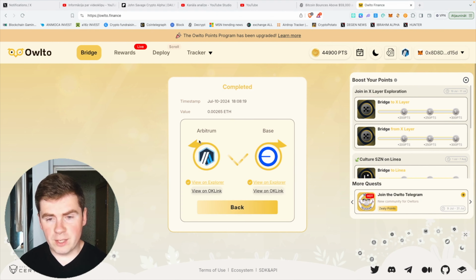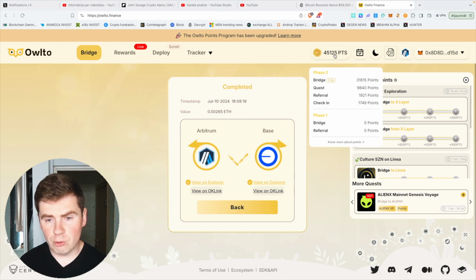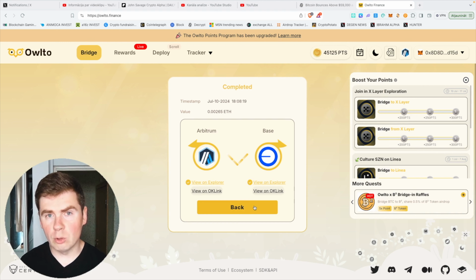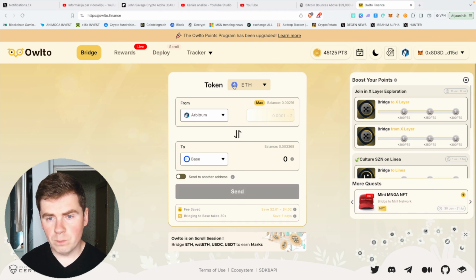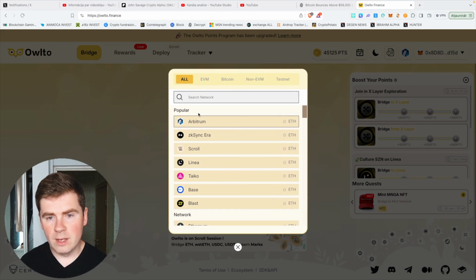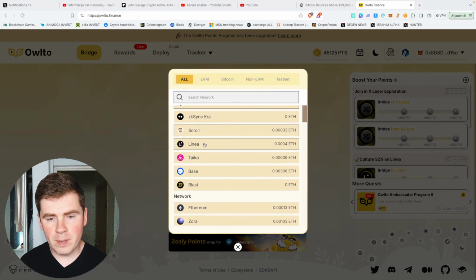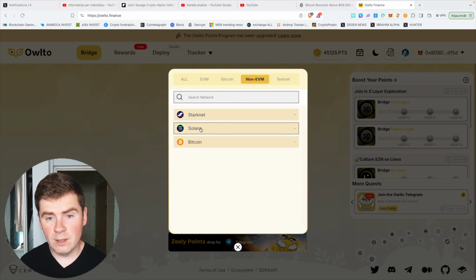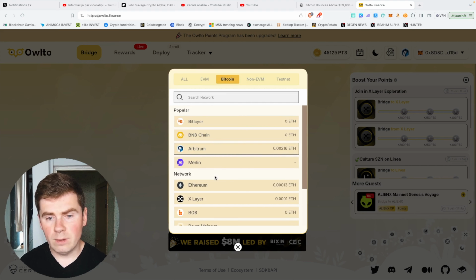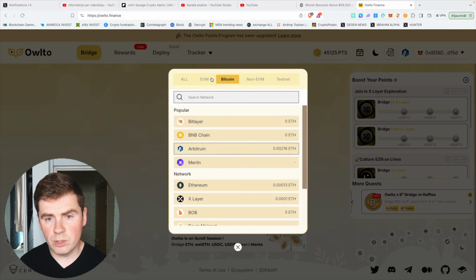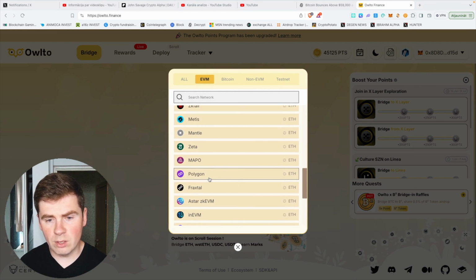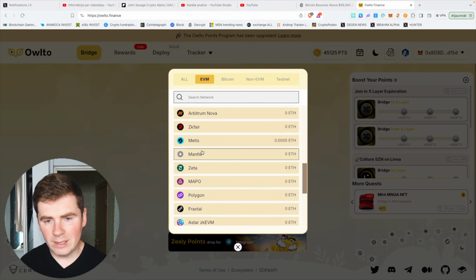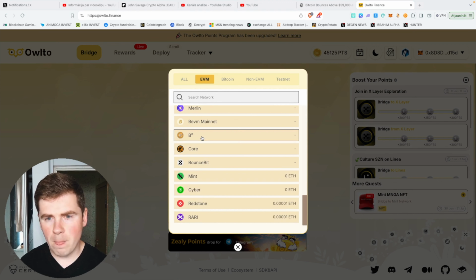And here it is. It just sent my Ethereum from Arbitrum to Base. And here you can see I got some extra points for bridging. These will go to my airdrop points. The best part is that you can bridge from Ethereum-based networks, Ethereum layer 2s. You can even bridge from Solana, from Starknet, from Bitcoin. Here you can see there are many Bitcoin networks, layer 2s, EVM networks. These are even Polygon, Mantle, basically non-Ethereum chains.